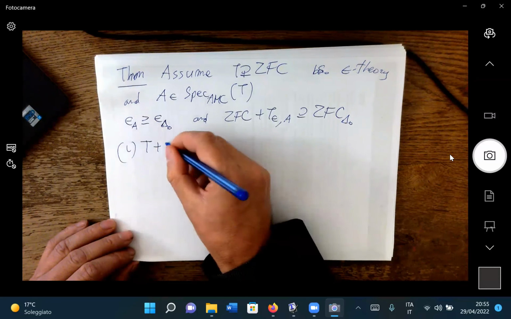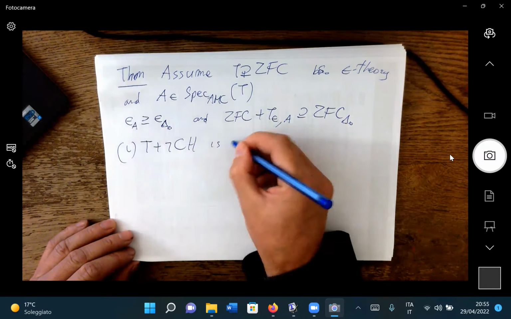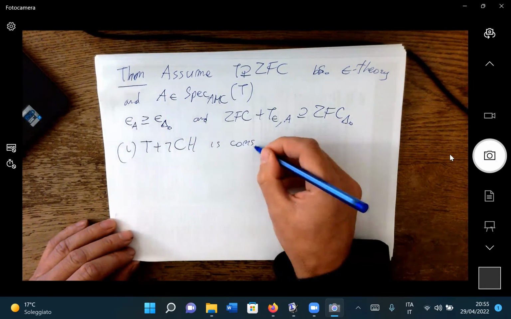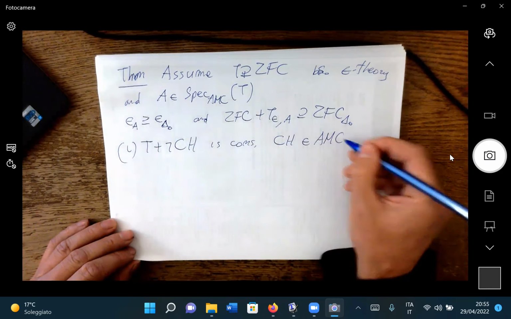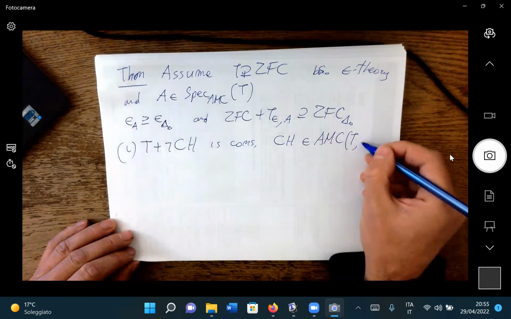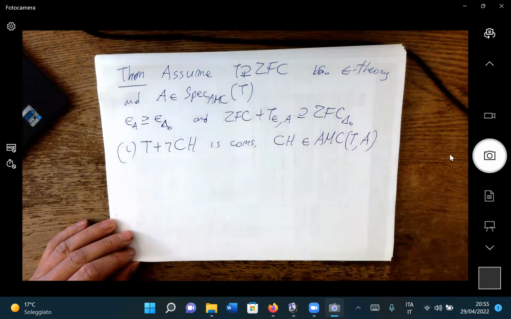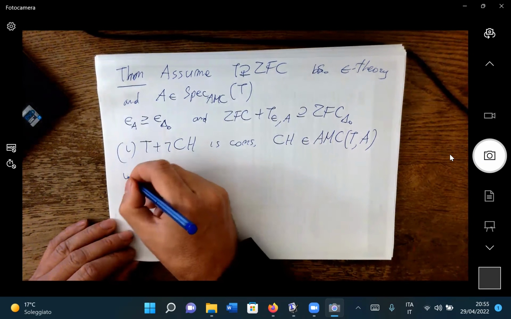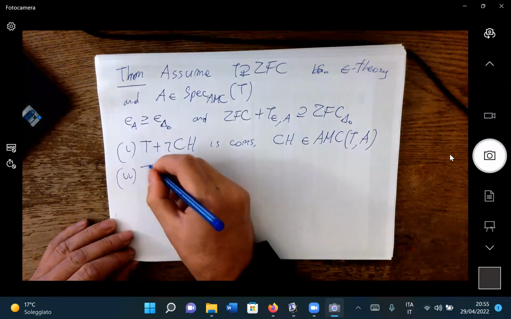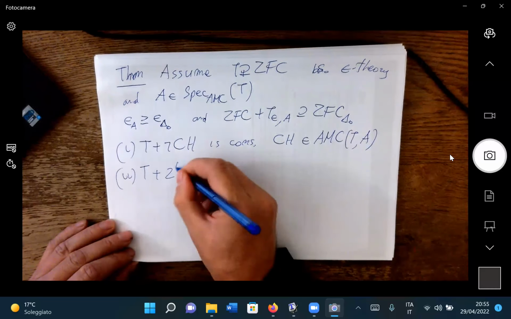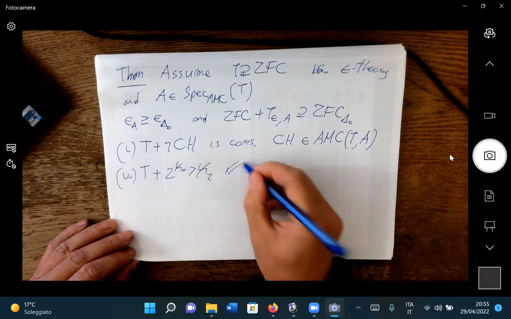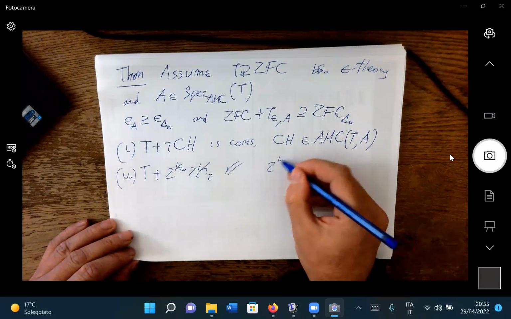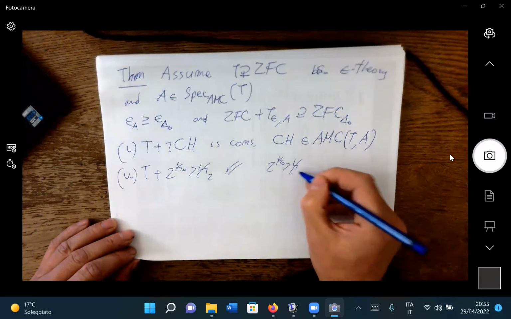If T plus not CH is consistent, CH cannot be in the absolute model companionship of T with respect to signature A. And second, the same applies for 2 to the aleph 0 bigger than aleph 2: if T plus 2 to the aleph 0 bigger than aleph 2 is consistent, then 2 to the aleph 0 bigger than aleph 2 cannot be in it either.